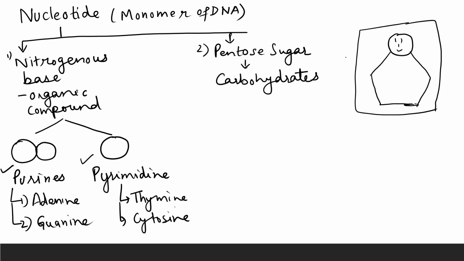Now come back to what we are talking about. So we are saying that the second thing required to make a nucleotide, the monomer of DNA, is pentose sugar. And all the sugars are carbohydrates. We all know this, right? So carbohydrates are further classified into three things, right? And what is the classification? This classification is based on the number of carbon chain, right? So first is a monosaccharide.